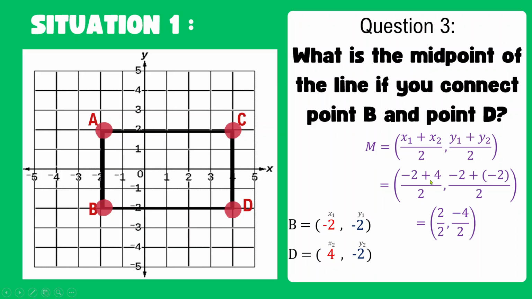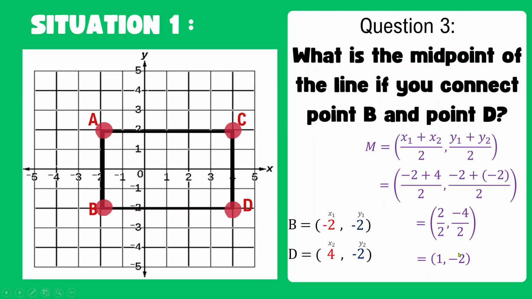-2 plus 4 is 2. -2 plus -2 is -4. Then divide 2 by 2, we have 1. Divide -4 by 2, we have -2. So the answer for this is 1, -2.